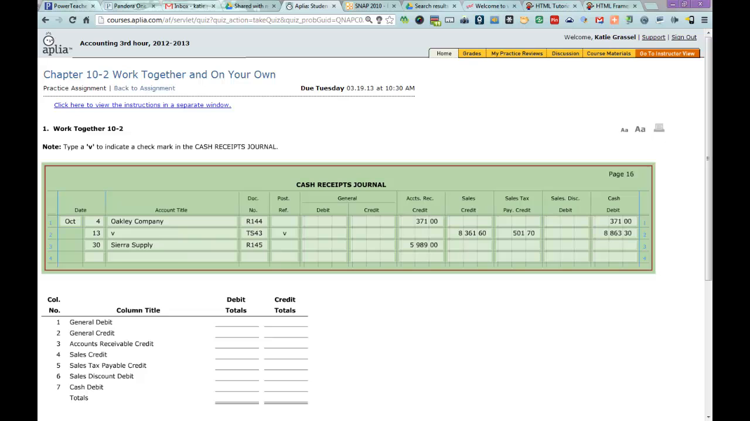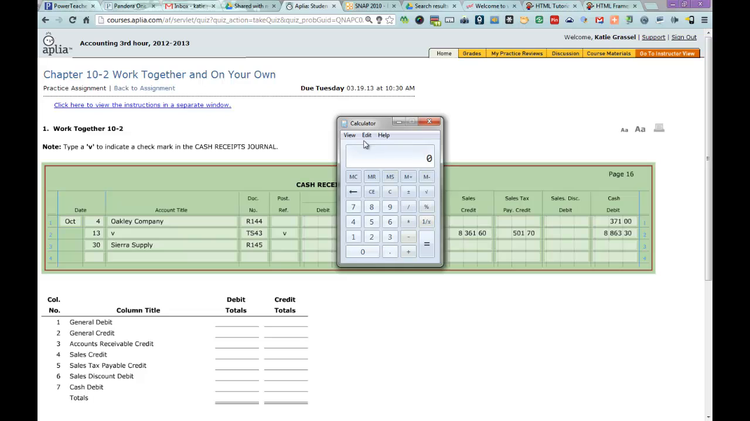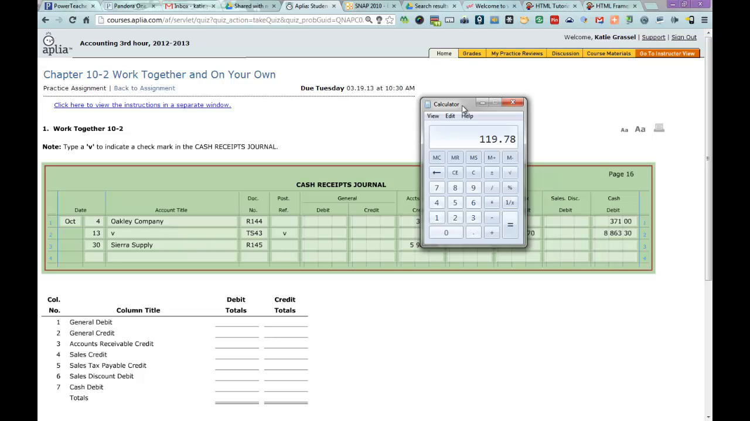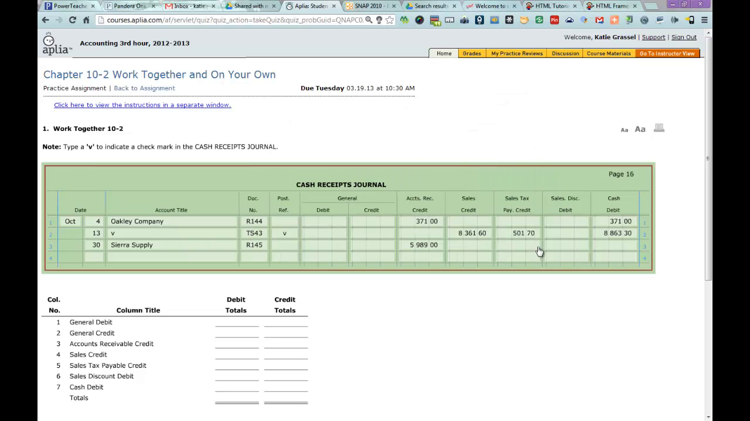What I need to do now is use my calculator, and I have to calculate my discount. So I'm going to take $5,989, and then I'm going to multiply that by 2%. So I have a discount of $119.78. Do you see how we got that? You are going to need to calculate that on your future assignments. You take the value of the invoice and multiply that by your percent. And in this case, it was 2%.